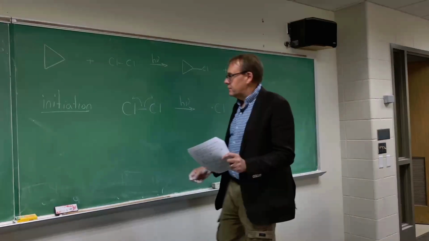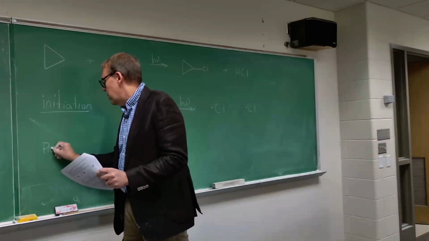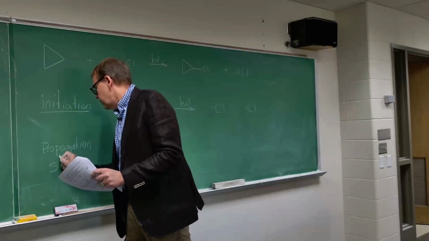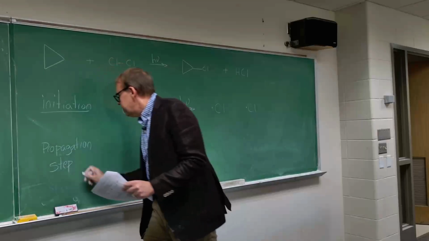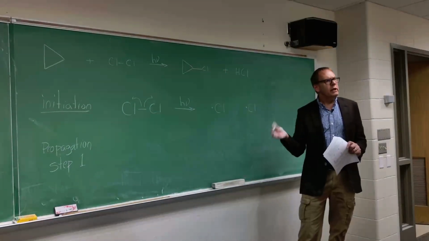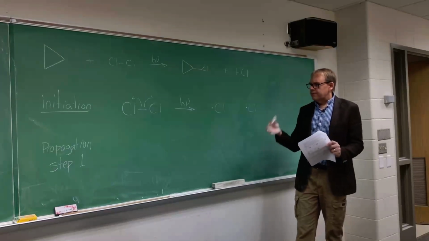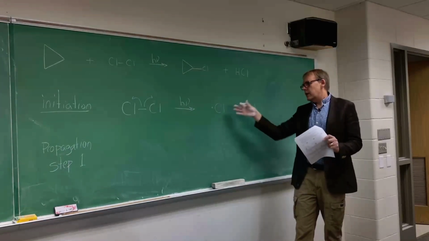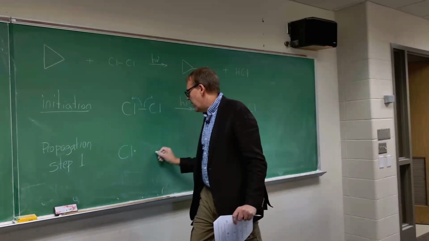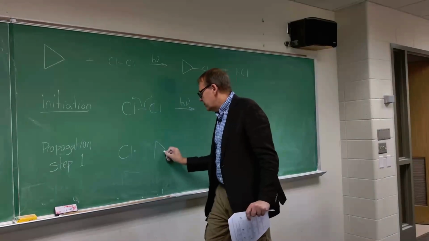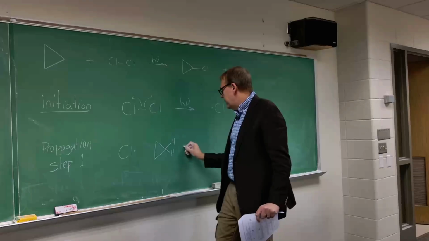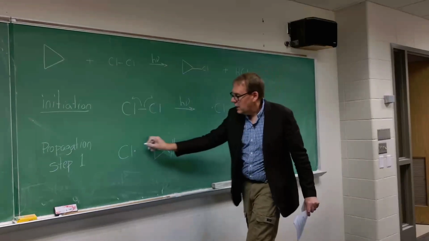And then the question asks you to show one of the 2 propagation steps. And since there are two of them, I'm going to show both of them. You only needed to show one in this question. But the first propagation step is you take the Cl dot that you made in the first step, and you have it react with the alkane. So the alkane is this molecule. It has CH bonds, and the Cl dot grabs one of them.